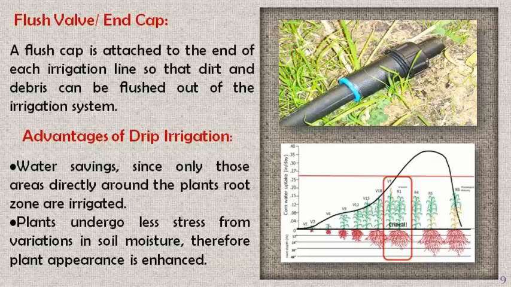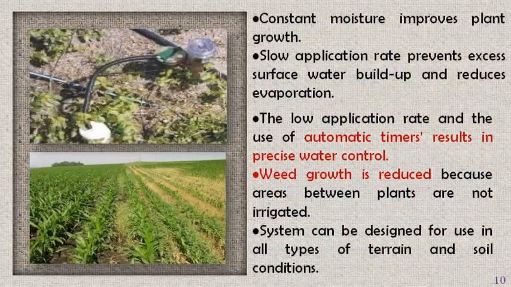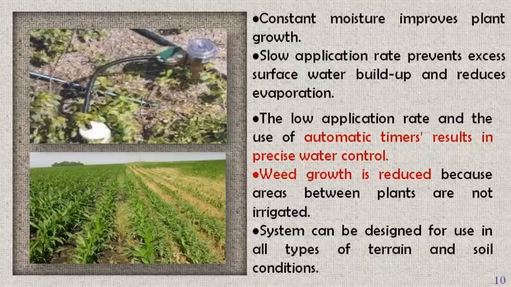Advantages of drip irrigation. They are: water is saved since only those areas directly around the plant's root zone are irrigated. Plants undergo less stress from variations in soil moisture, therefore plant appearance is enhanced. Constant moisture improves plant growth. Slow application rate prevents excess surface water buildup and reduces evaporation. The low application rate and the use of automatic timers results in precise water control. Weed growth is reduced because areas between plants are not irrigated.